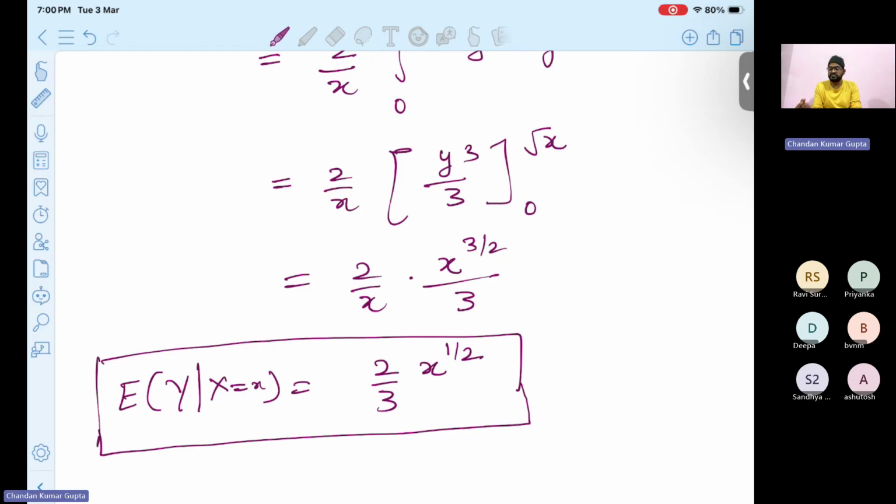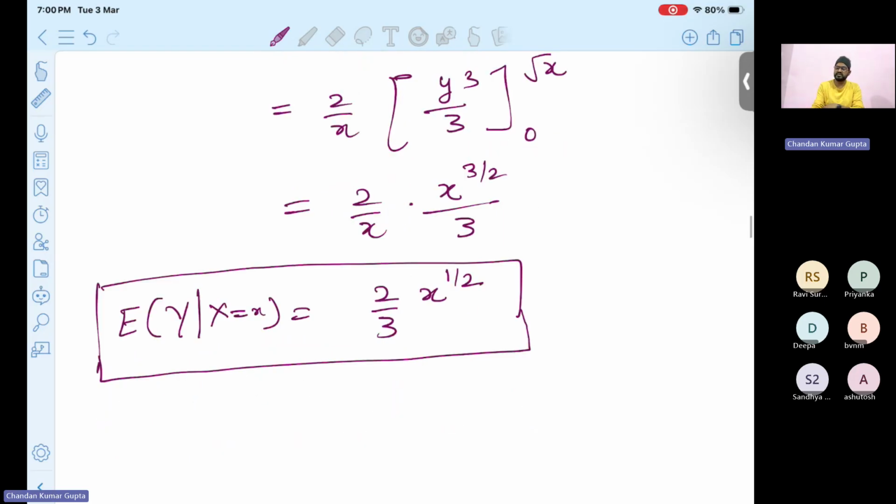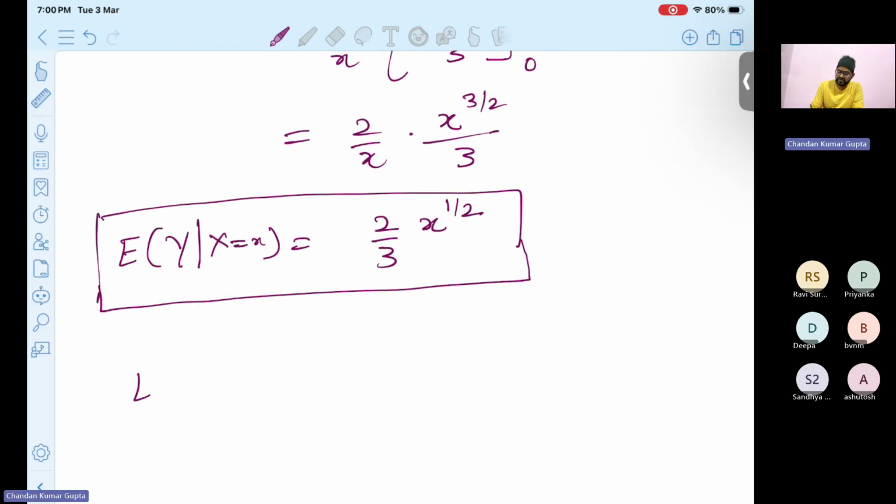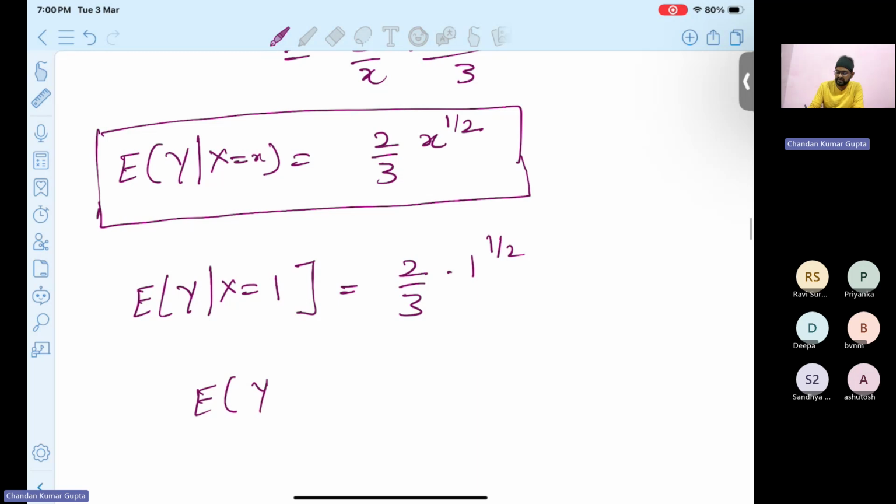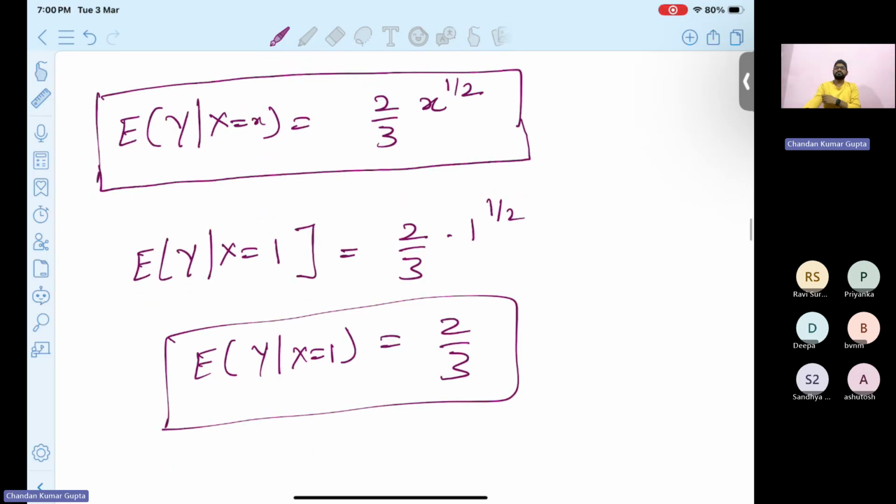Suppose we say, for example, the expected value of y at x is equal to 1. Then it comes out to be 2 by 3 into 1 to the power 1 by 2. Obviously, at x equal to 1 it comes out to be 2 by 3.